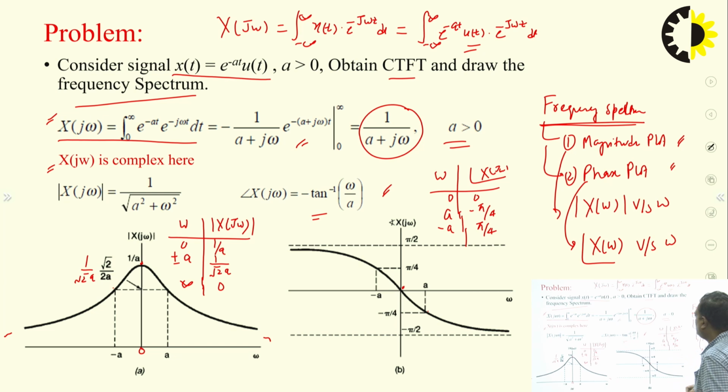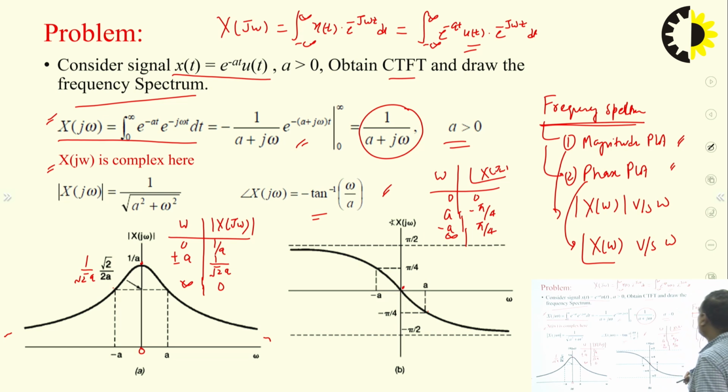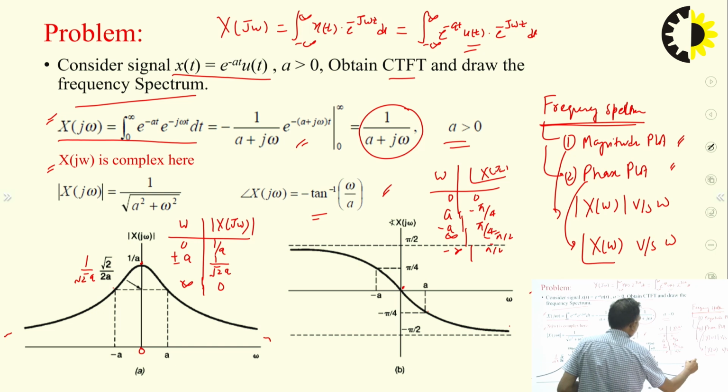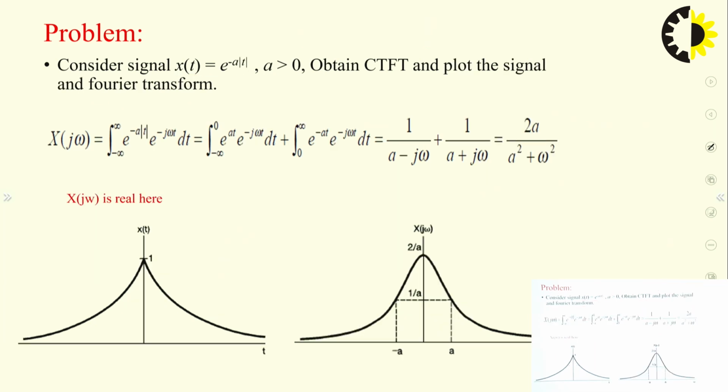And at omega equals infinity, this becomes minus tan inverse infinity, which means minus pi by 2. For minus infinity, it becomes plus pi by 2. So you have this type of plot, which is the phase plot. This is how we can obtain the magnitude and phase plot for the continuous time Fourier transform.